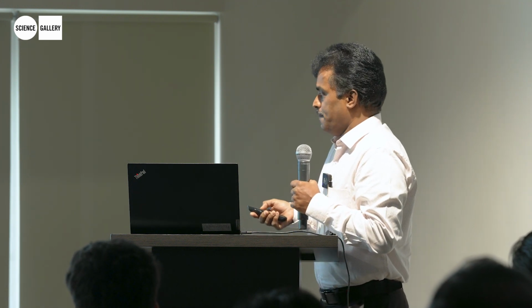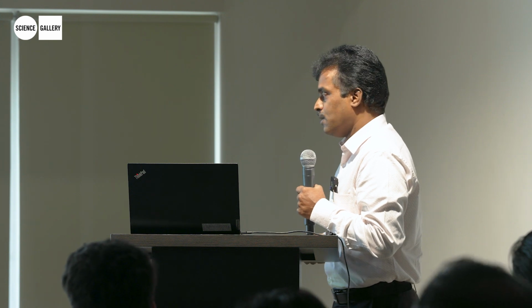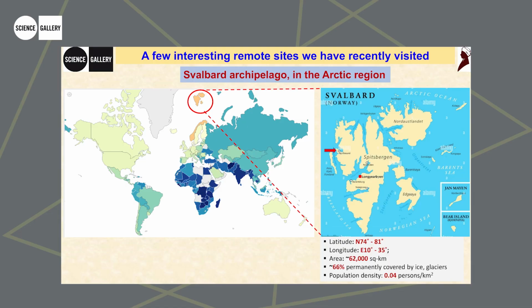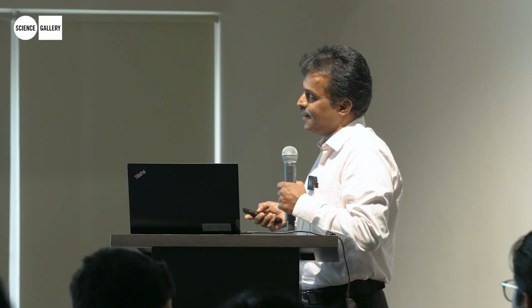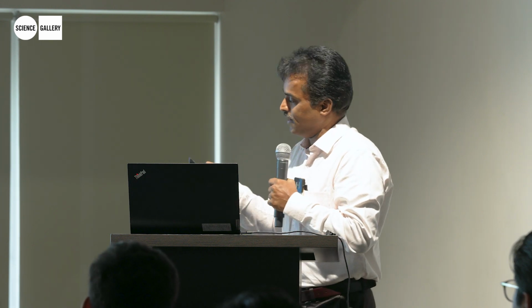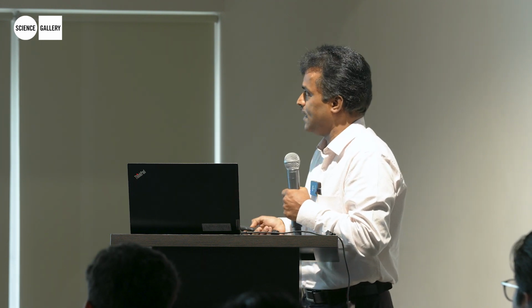Okay. And again, one of our metrics is population density, and it is comparable to the Western Australian area, 0.04 persons per square kilometer. So I'll have some very interesting slides on Svalbard in the next few slides.